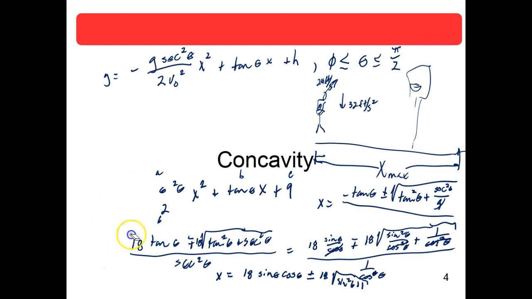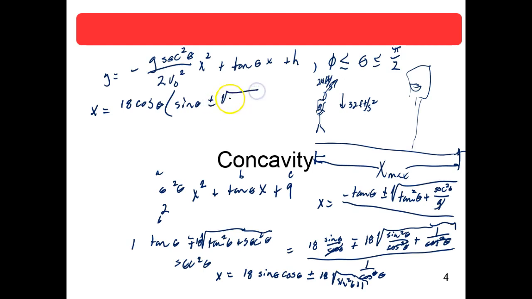And let me correct this at the bottom. I'll come back and finish erasing in a minute. I just don't want to erase what I need. X is equal to 18 times cosine theta. That's common to both terms. And you have here sine theta plus or minus the square root of sine squared theta plus 1. Okay. That's what your x is equal to.